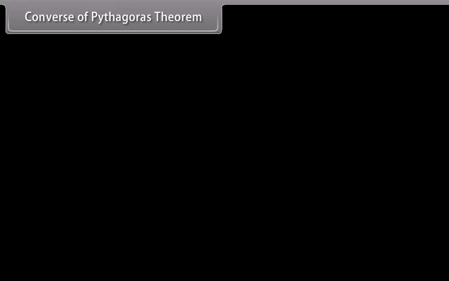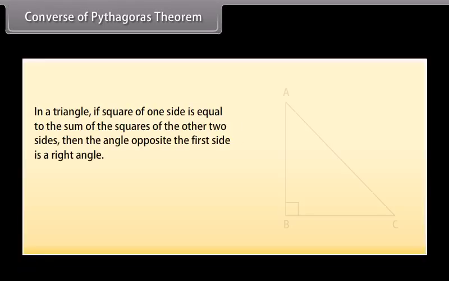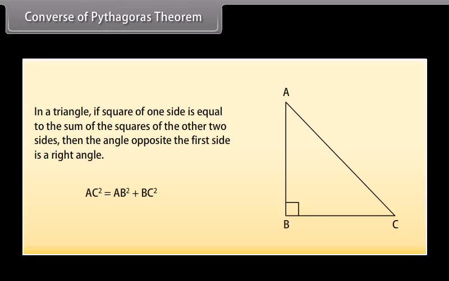Converse of Pythagoras Theorem. In a triangle, if the square of one side is equal to the sum of the squares of the other two sides, then the angle opposite the first side is a right angle. Example of Pythagoras Theorem.